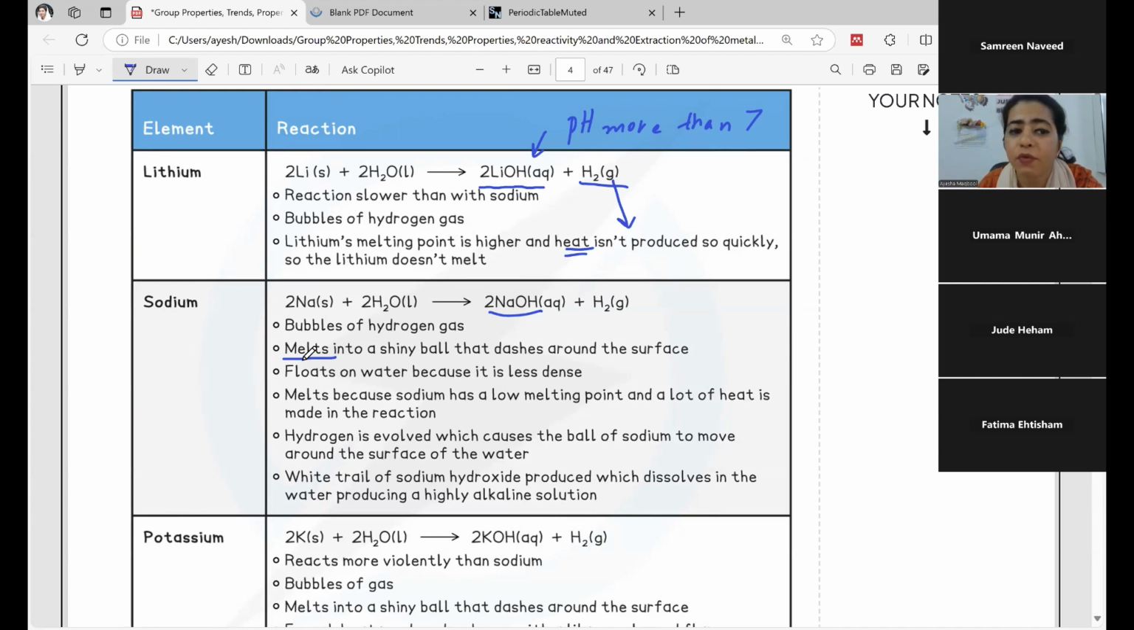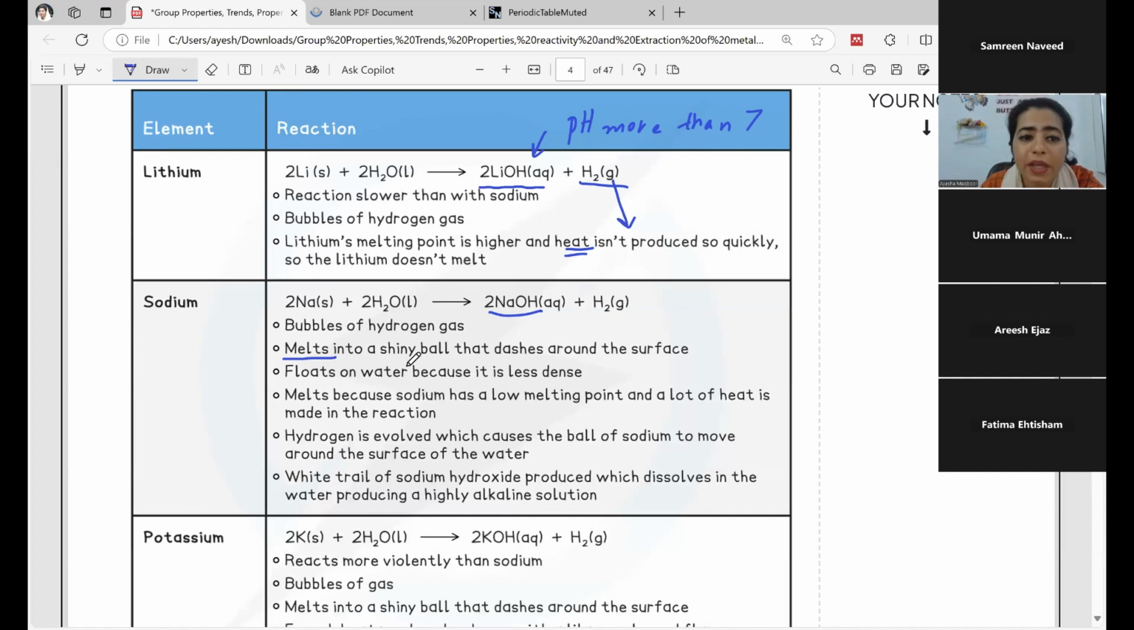How is it melting? First of all, it is floating on the surface of water because of the low density. All these have low density, so they float on the surface of the water. And while floating, it keeps melting as well, producing shine, a shiny ball moving on the surface of the water and melting as well.